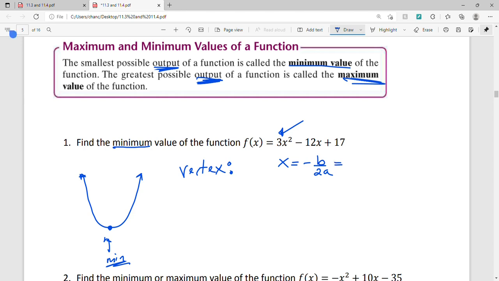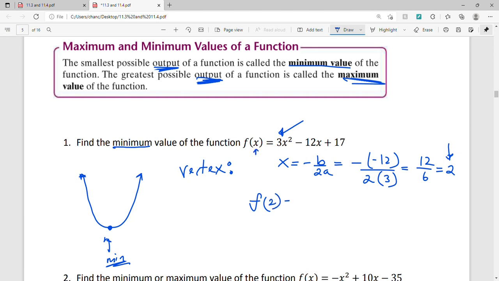We have a negative, and b is negative 12. A is a positive 3. So figuring this out, we get a positive 12 on top divided by 6, which gives me 2. This is the x-coordinate of the vertex. To find the y-coordinate, we're going to plug it into the equation here.